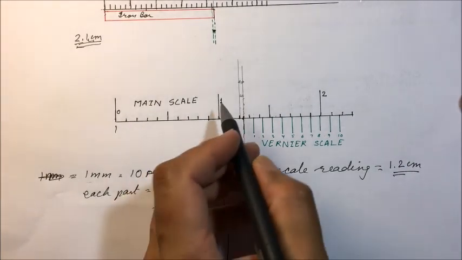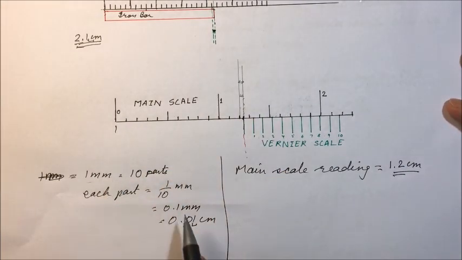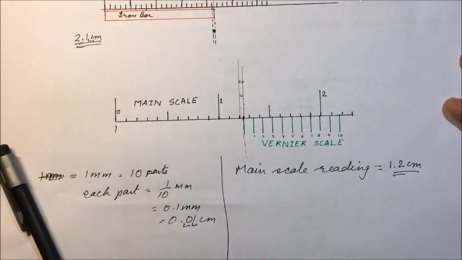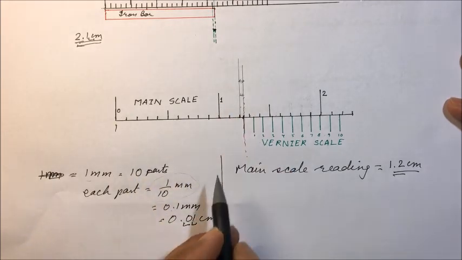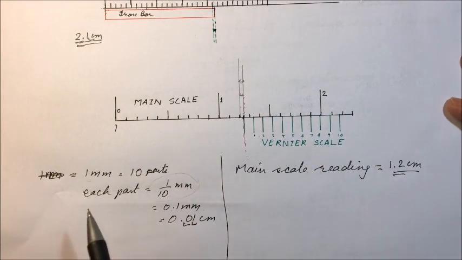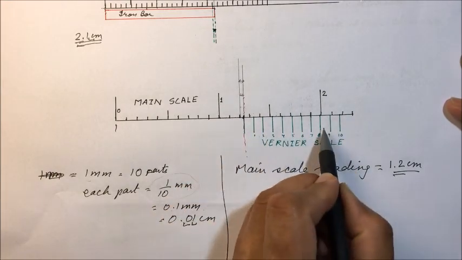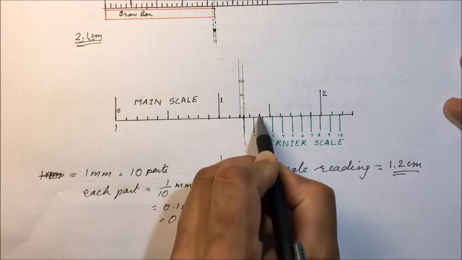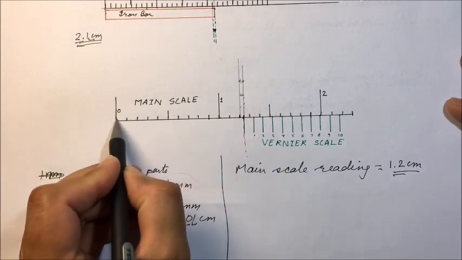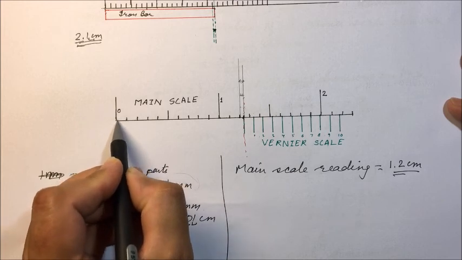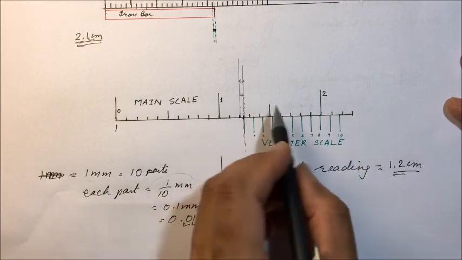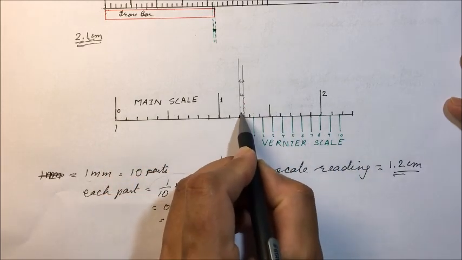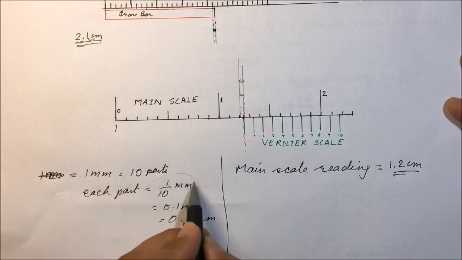So how are we going to calculate this? We have discussed that the least count is 1/10 of a mm, 0.1 mm. So how are we going to make use of this 1/10 mm? As we have discussed earlier, using the vernier scale we have divided each main scale division, that is 1 mm, into 10 parts. So each part will be equal to 1/10 mm. So how using the vernier scale are we going to calculate this length in terms of this least count?